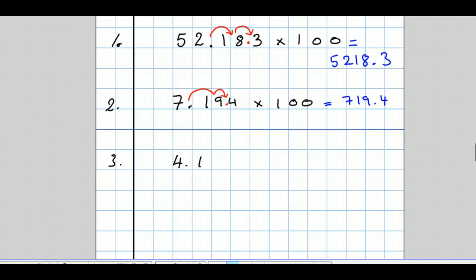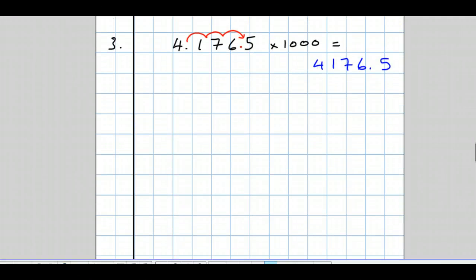Let's look at 4.1765 times 1000. Well, you're probably going to be unsurprised to hear that when you multiply by 1000, you move the decimal point three places to the right. So the answer is 4176.5. So to recap, when you multiply by 10, one place to the right, by 100, two places, and by 1000, three.